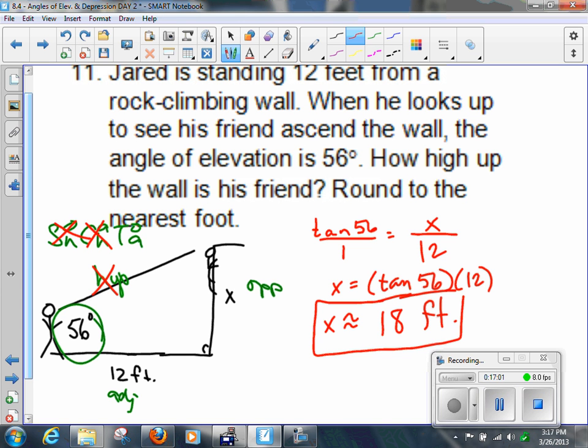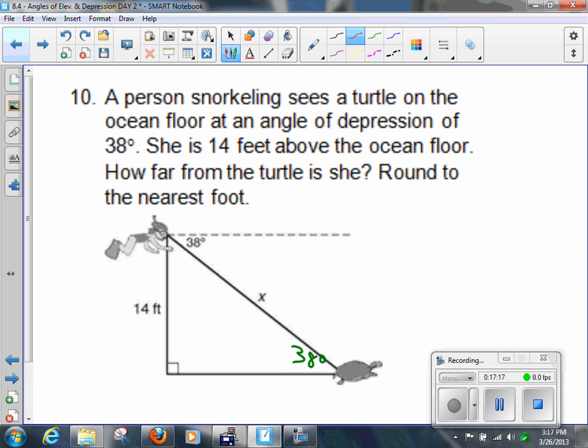Is that what you got? Or is that what you just assumed that I got correct? 17.8, which has to be rounded to the nearest foot, which is 18. Right? Okay, can we work backwards again? Yeah? Person snorkeling. Okay, we're done with this.